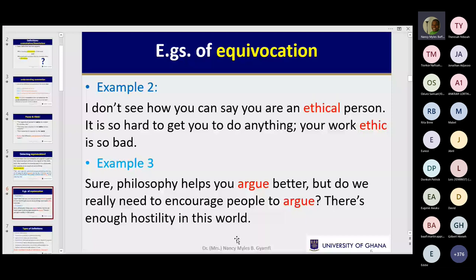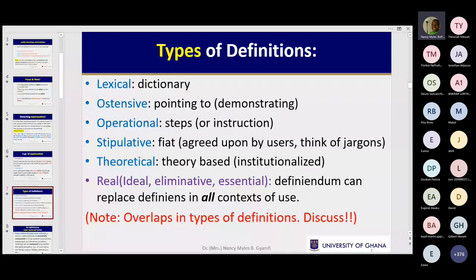Okay, so this person's claim is that the course philosophy trains you and helps you to argue better. This is a positive sense of the word argue, one meaning of the word argue. Then he said, but do we really need to encourage people to argue? But that's a different connotation of the word argue. Then how do we know? Look at what she ends it with. There is enough hostility in the world already. The world is already hostile. We shouldn't teach people how to argue. The person has equivocated, slam. You have to find it and point it out. Very good. We are done with equivocation.